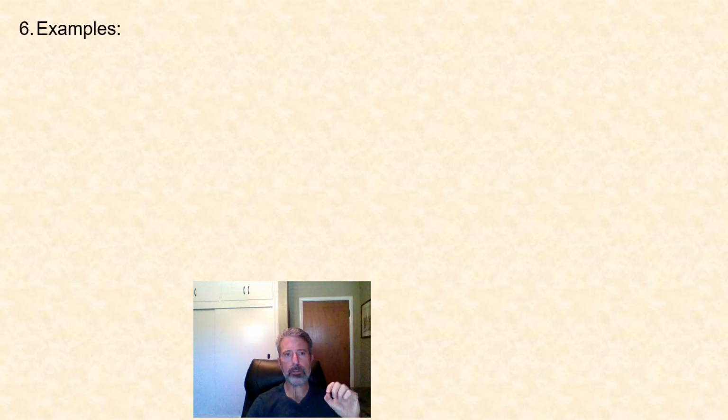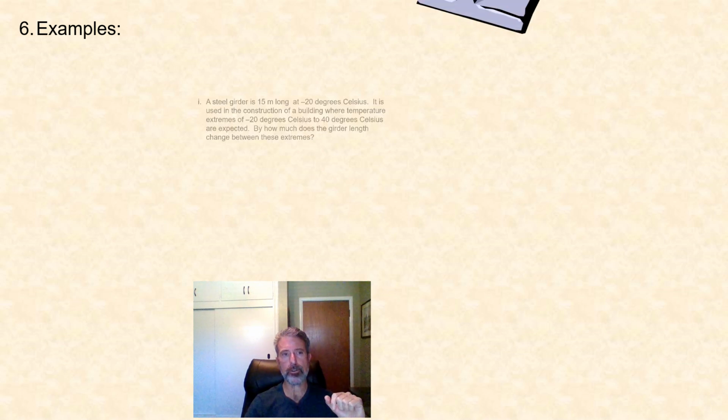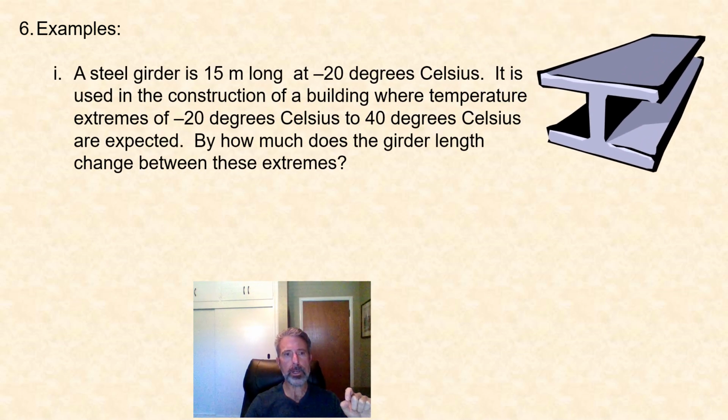So let's now take a look at some examples, applying this empirical relationship that describes the thermal expansion of materials with changes in temperature. So in our first example, we are talking about a 15-meter long steel girder used in the construction of buildings, where we're told that the temperature extremes go from minus 20 degrees Celsius to 40 degrees Celsius. How much will the length of that girder change between these extremes?